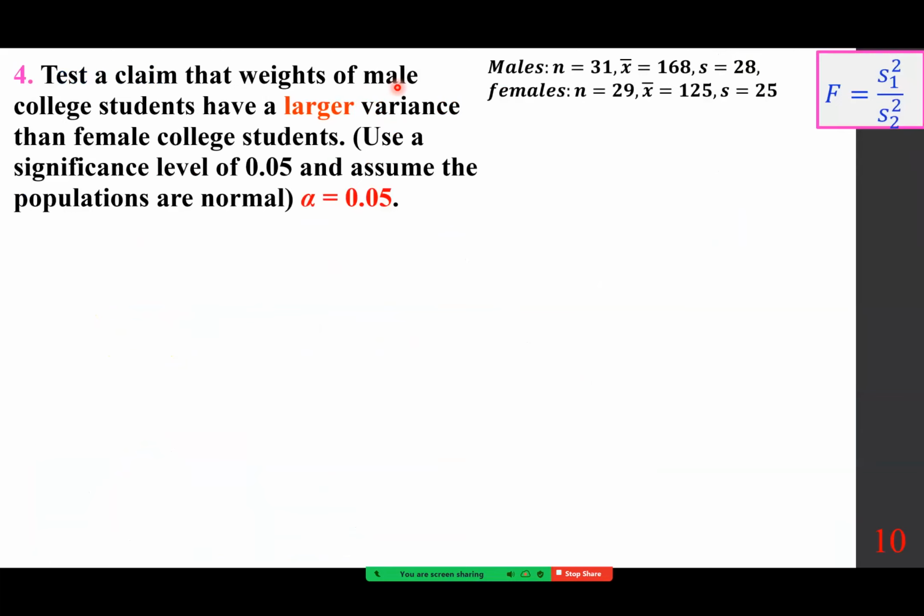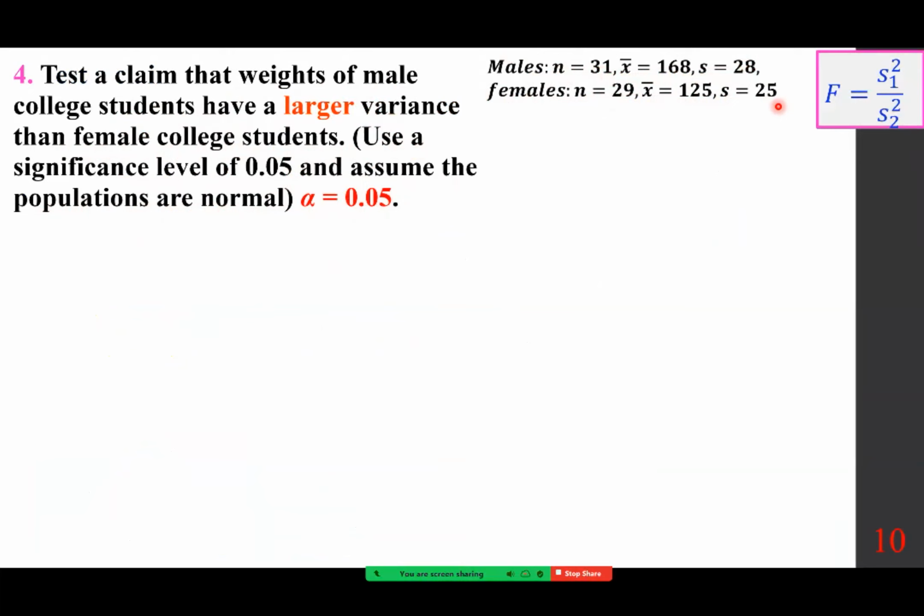A tester claimed that weights of male college students have a larger variance than female college students. Use a significance level of 0.05 and assume that the populations are normal. Alpha is 0.05. And here's the information given. For males, N is 31, x bar is 168, S is 28. For females, N is 29, x bar is 125, S is 25.